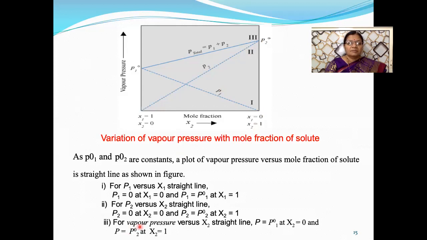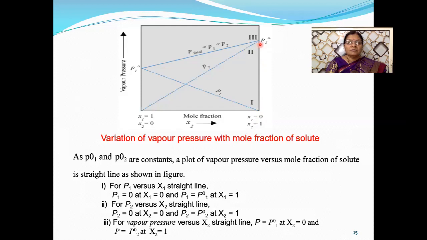Again for the third, vapor pressure versus X2, the mole fraction of solute, also a straight line. For this straight line, at X2 equal to 0, that is this point, the total vapor pressure P becomes equal to P10. And at X2 equal to 1, that is this point, what is the value? Here the total vapor pressure becomes P20.